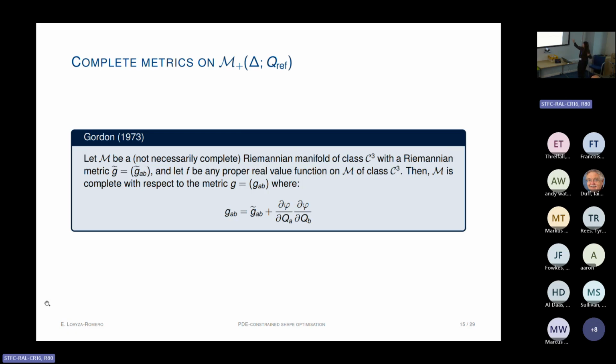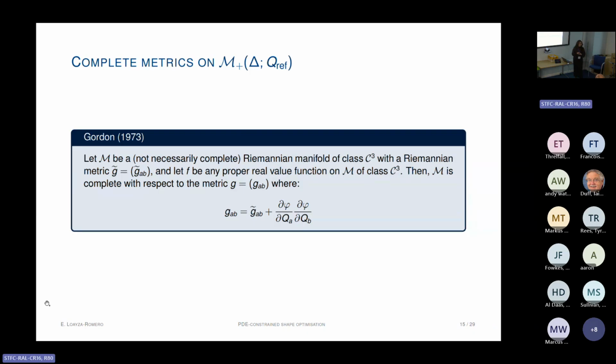And one way that we found, in fact, is this paper from the 70s, where basically you get a recipe on how to construct complete metrics for Riemannian manifolds, as long as they are in finite dimensions. Basically, you need one base Riemannian metric that doesn't need to be complete, and another function which needs to be proper. Proper in the sense that the inverse image of compact sets is compact.